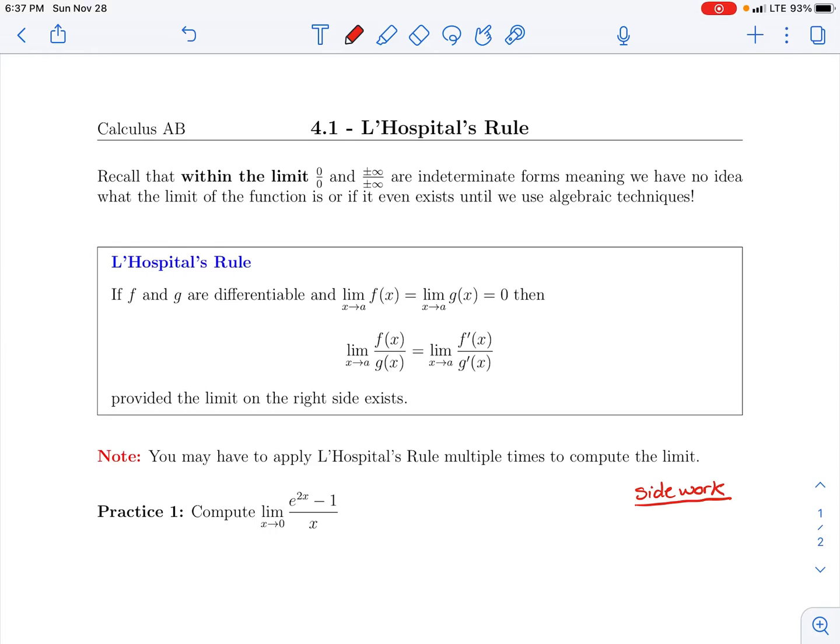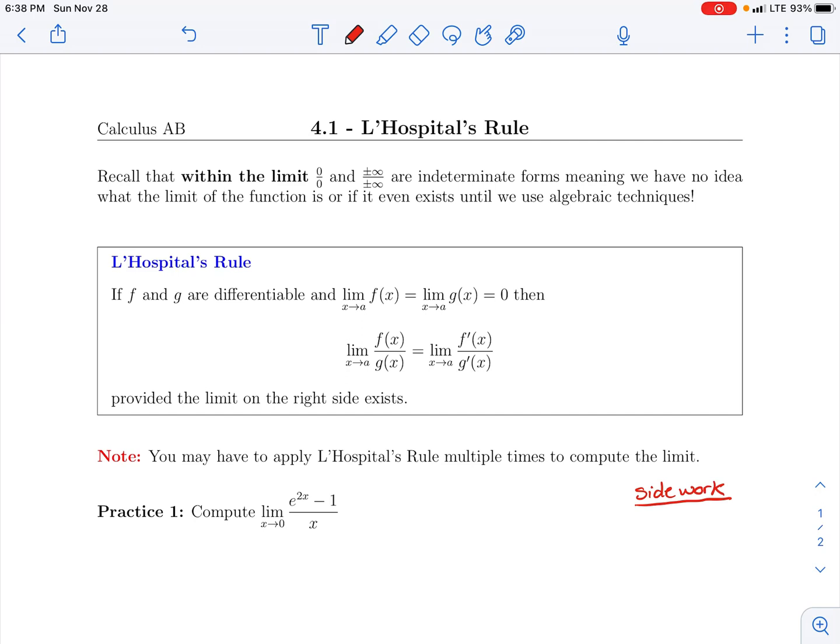We're going to start off Unit 4 by talking about L'Hopital's rule. Now, this is a new method for computing limits algebraically. So I know some of you weren't a huge fan of Unit 1. There was a lot of stuff going on there, but believe me when I tell you that this is actually a fan favorite for computing limits using L'Hopital's rule.